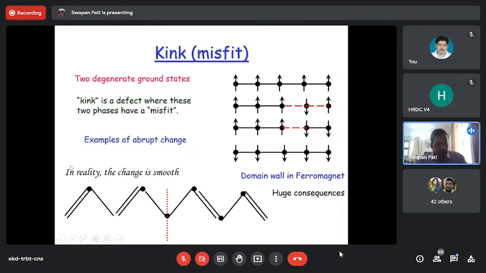So, for example, here I have drawn double bond, single bond, double bond, single bond. Then here there's a kink or misfit because on this side I have single bond, double bond, single bond, double bond. Okay, the two ground states I have put on both sides, and in between there is a kink or a misfit. All right, and that is what the soliton is.